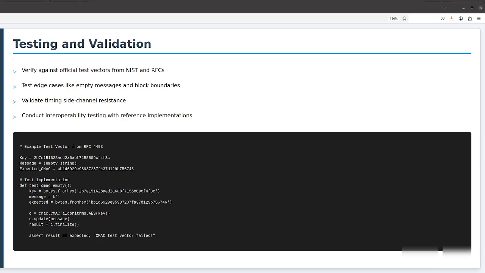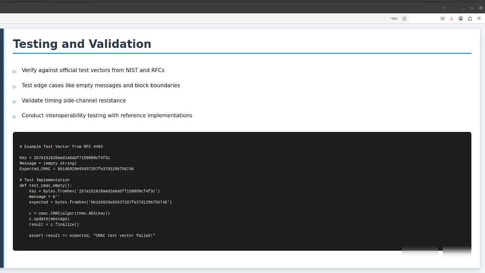Performance testing establishes baseline performance and identifies regression. Measure throughput for messages of various sizes. Create performance profiles for your typical workload. Test under load to ensure performance remains acceptable. Monitor for memory leaks or resource exhaustion under sustained operation.